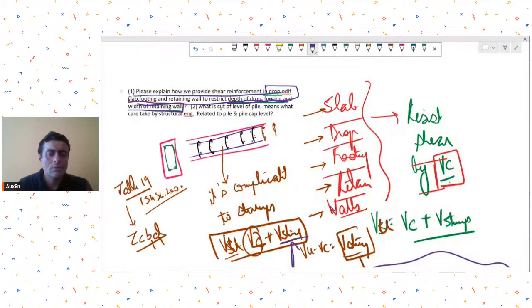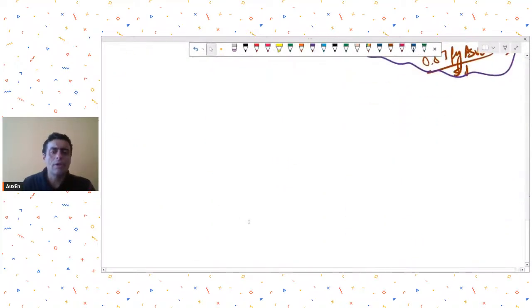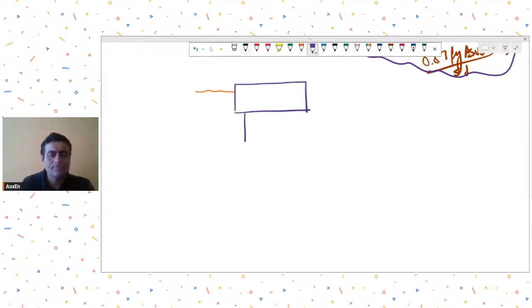Then his next question is, what is the cutoff level of pile? Means what care is to be taken by the structural engineer related to pile and pile cap level. See, cutoff level is basically where you will be stopping your pile casting. So this means that, let's say I have my pile cap like this, and this is my pile.